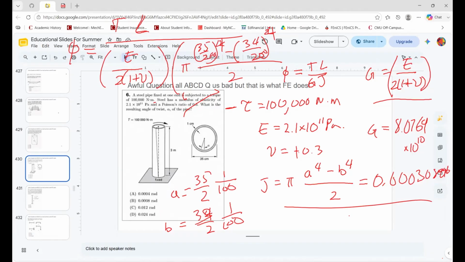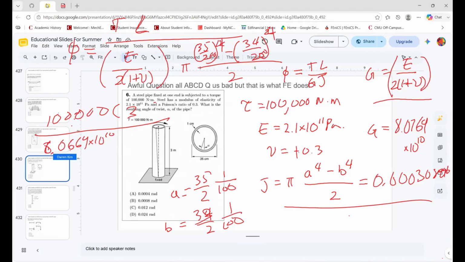Just make sure. So 10,000. And also these leftover things do confuse you, so make sure to clean them up whenever you can. L is 3 divided by G, which is 8.00769 times 10 to the 10. 7 over here, but it doesn't matter. It's such a small part of it. It won't even matter.